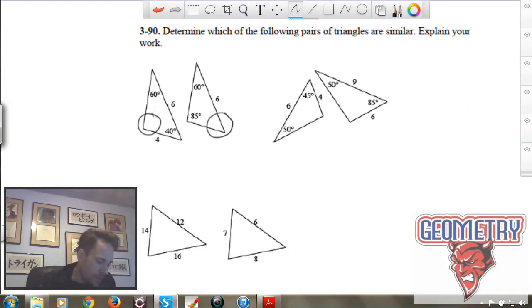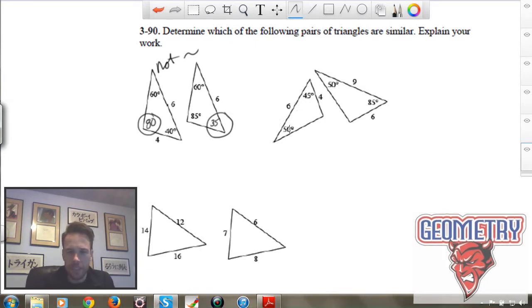So 180 minus 60 minus 40 ends up being 80. And over here, 180 minus 60 minus 85 ends up being 35. So what we notice is that the three angles in one triangle are different than the three angles in the other triangle. So these two triangles are not similar.